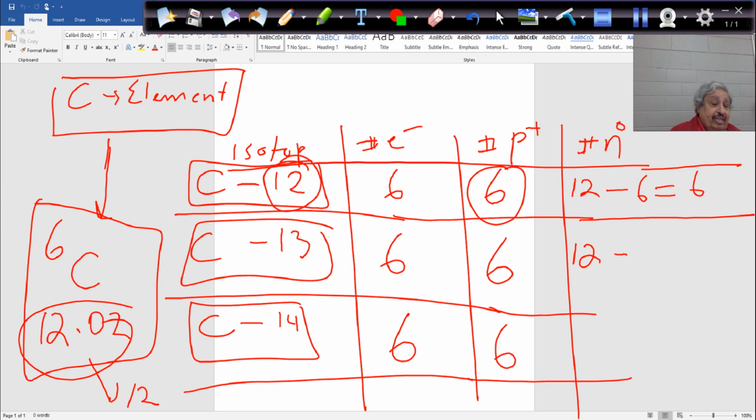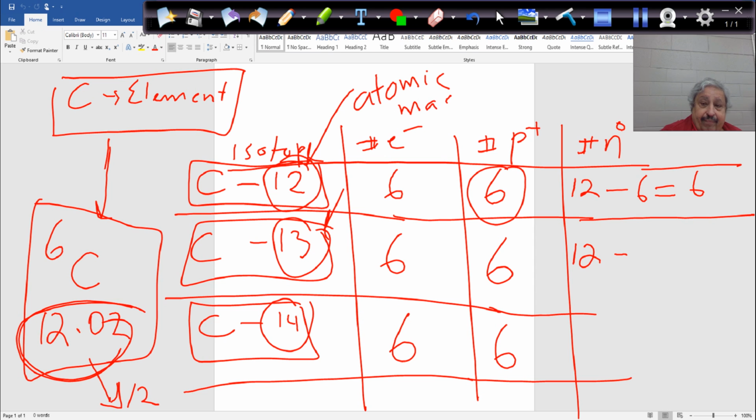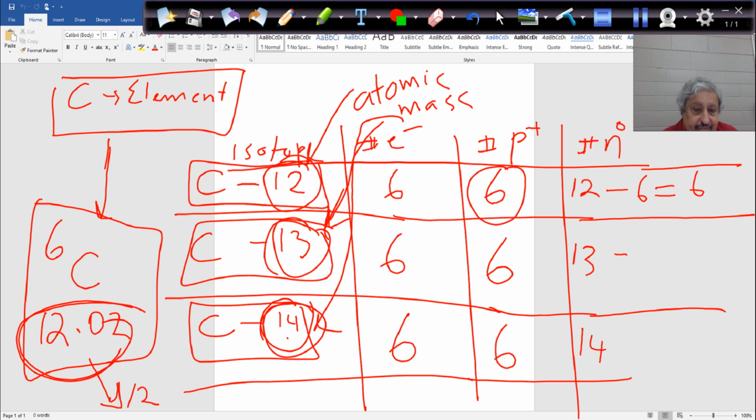However, this is what I said. This is the atomic mass here. We are not going by the element, we are going by the atomic masses. This one is 13, and the other one is 14. Those are 14, 13, 12, the atomic masses we are using. And the number of protons is not changing, 6, 6. So this one will be 7, correct? This one will be 8.